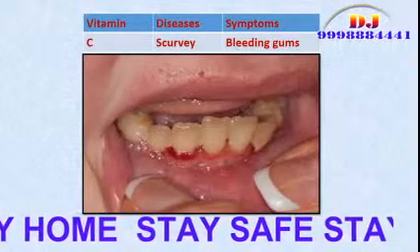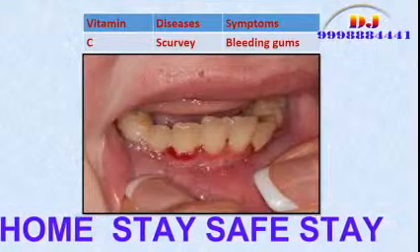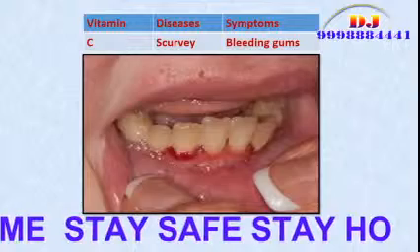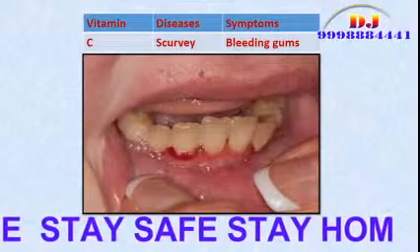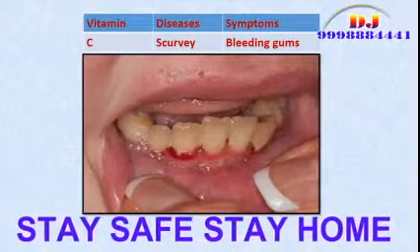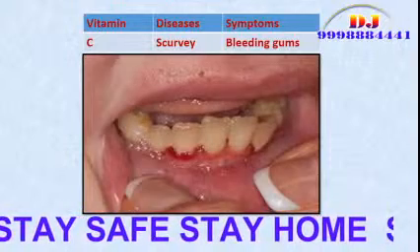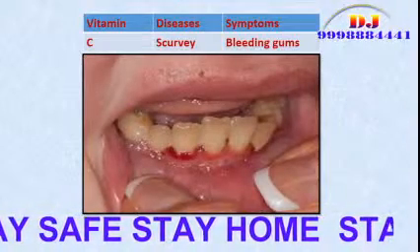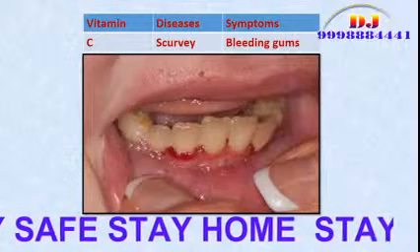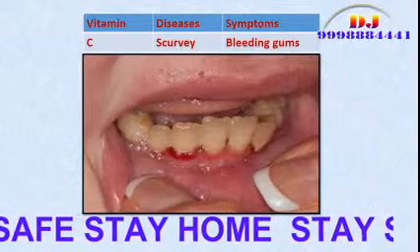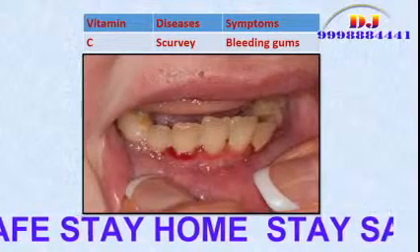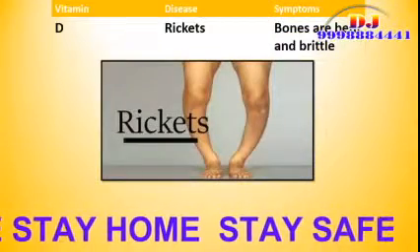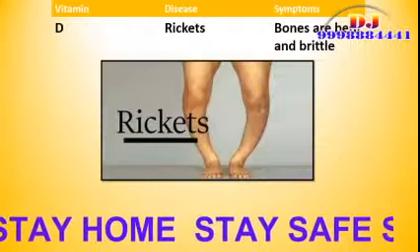Now next you can see about vitamin C, deficiency of vitamin C. If vitamin C is not there in your body, which disease may occur? Scurvy may occur. What are its symptoms? Bleeding gums. In the picture you can easily see the gum bleeding, that is, blood comes out from the gums, right? So if vitamin C is not there, scurvy may occur.